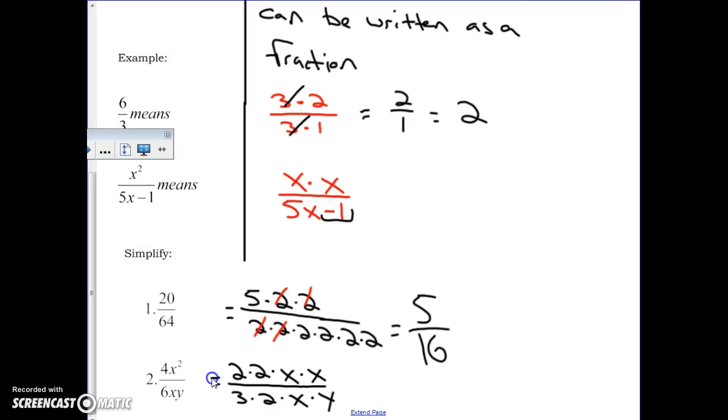We can cancel out common factors. I don't see any plus or minus signs separating them. So they're factors because they're multiplying each other, right? So let's cancel out the common ones. There's a 2 here and a 2 here. You have an x here and an x here. And let's put it back together. You get 2x over 3y. That's your answer. So 4x squared divided by 6xy is equivalent to 2x divided by 3y.